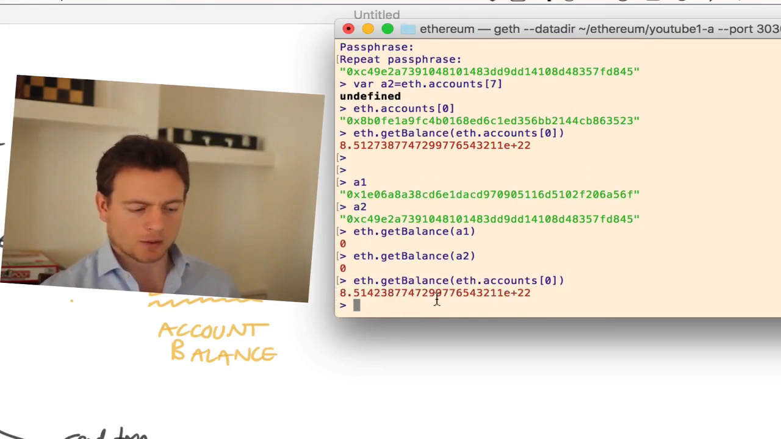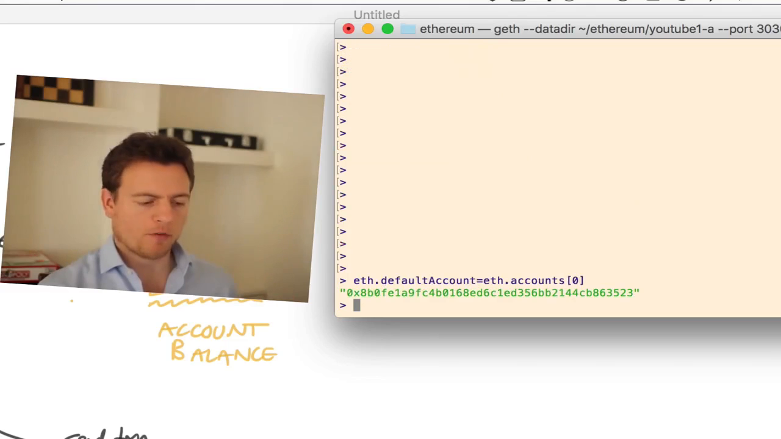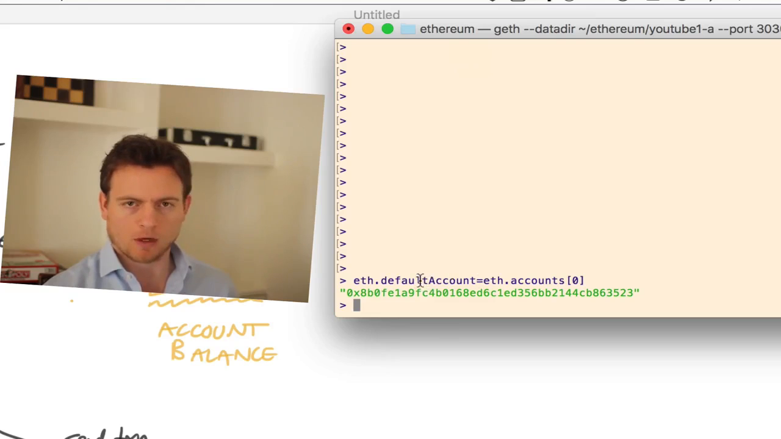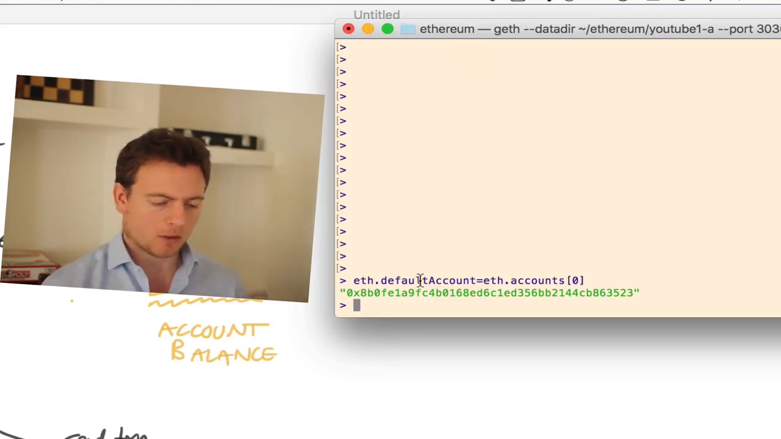What I'm going to do now is I'm going to transfer a huge amount of ether from the miner to account 1, right? So what I need to do there is I need to create a transaction. So let's do that now. Before I start sending any transactions, remember every time I restart the Geth console, I have to set this default account variable so that when I send the transaction, it knows which account to send the money from. Okay, so that's done.